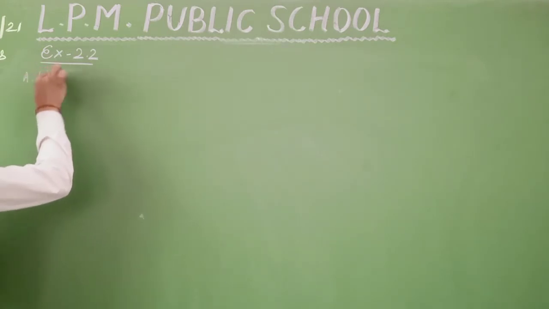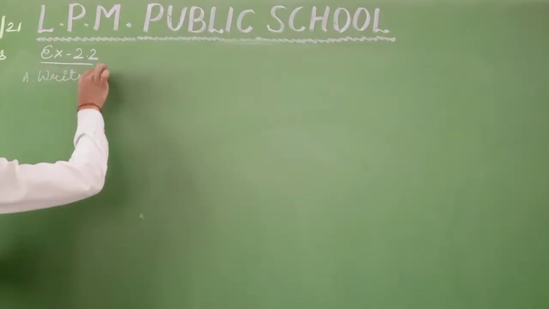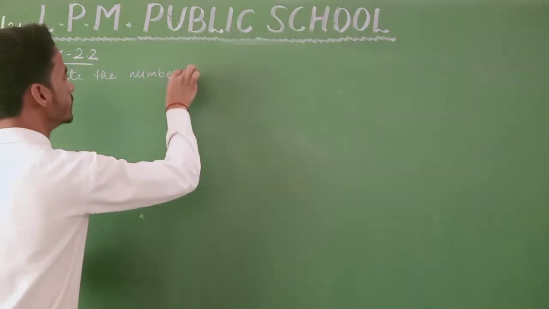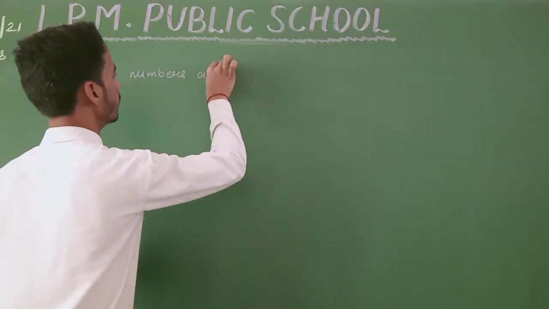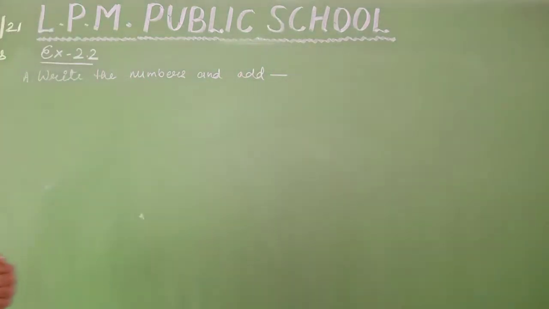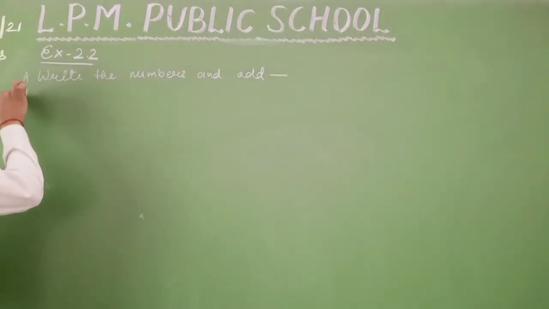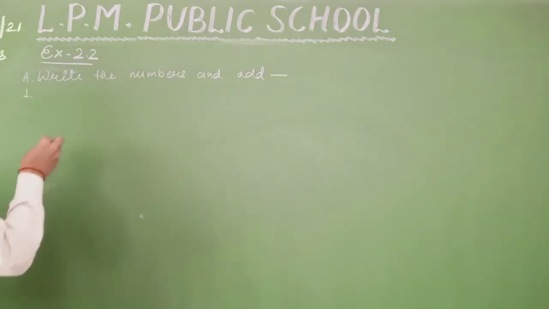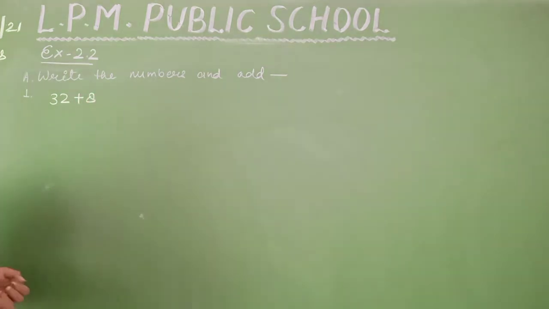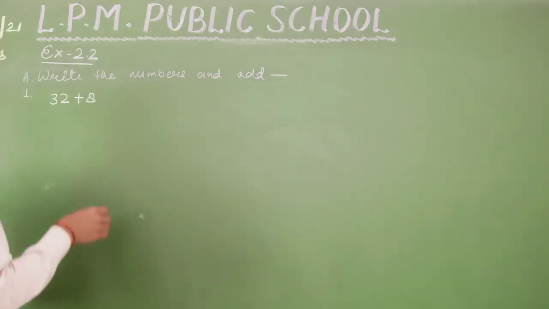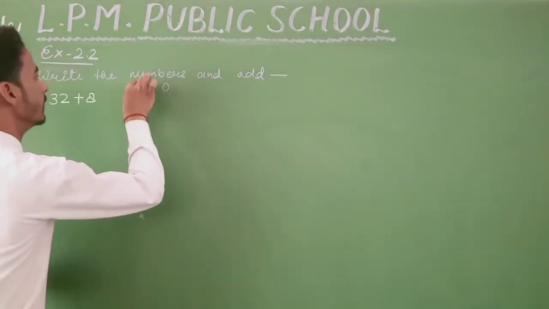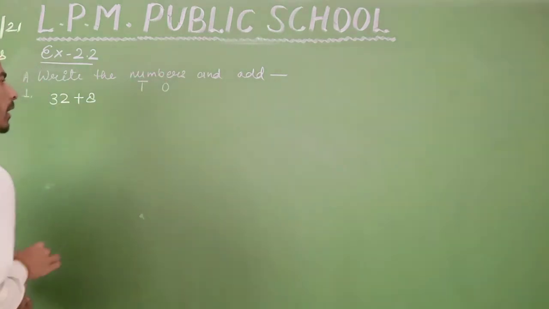Write the numbers and add. The numbers are like that: 32 plus 8. Now you have to write them in the form of ones and tens.